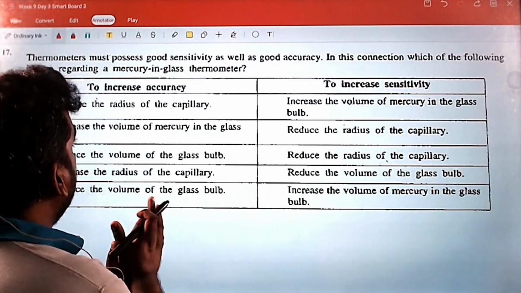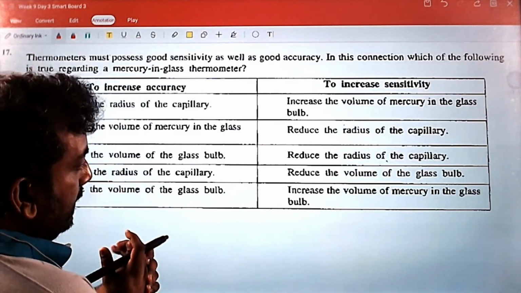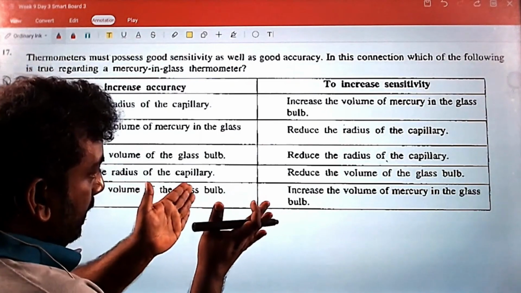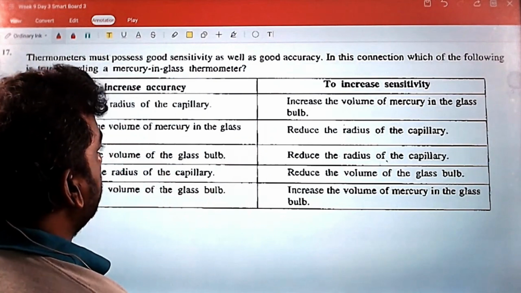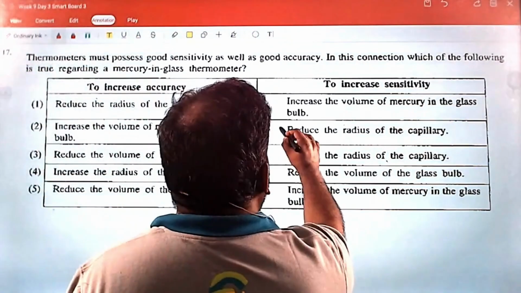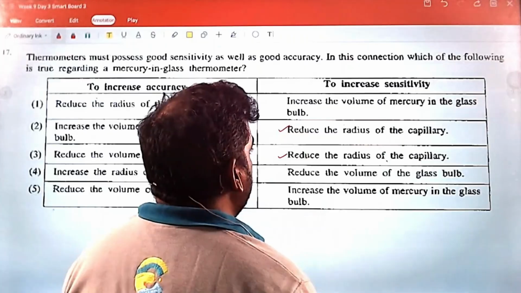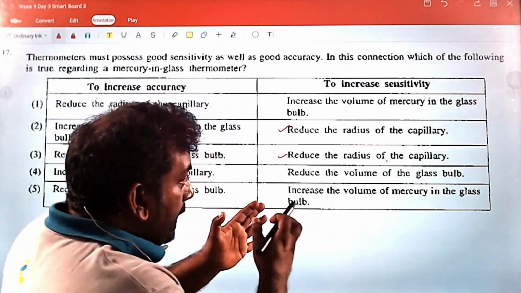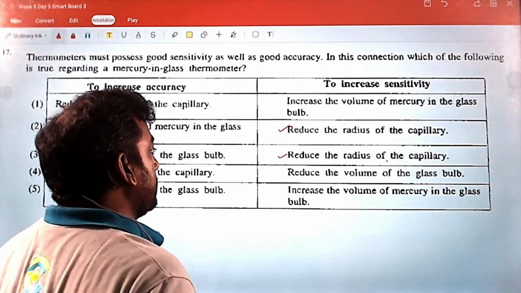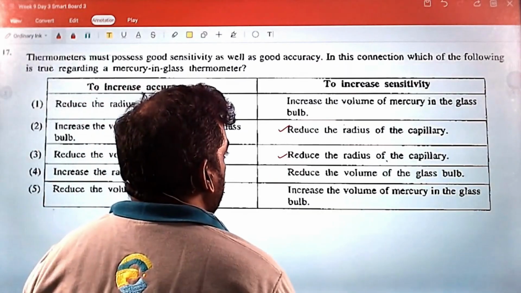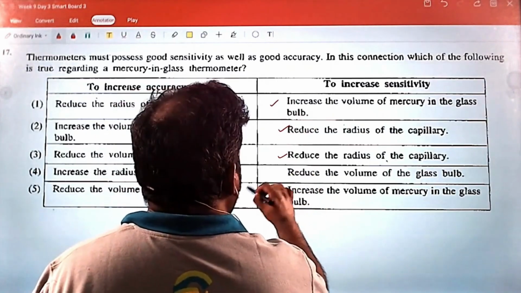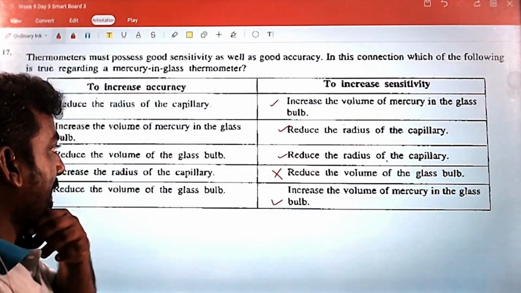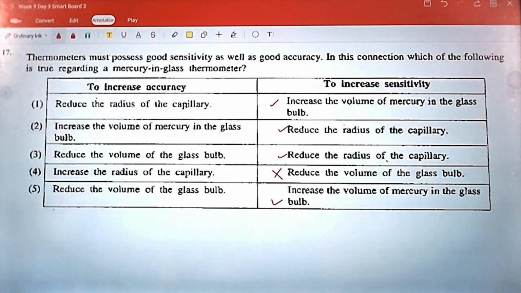Now, if you look at the sensitivity, there should be a reduced radius. When the radius reduces, there is a bigger rise. So reduced radius is correct. Increasing the volume of the bulb should not be reduced. So you can have a look at these two. Okay, what about the accuracy?